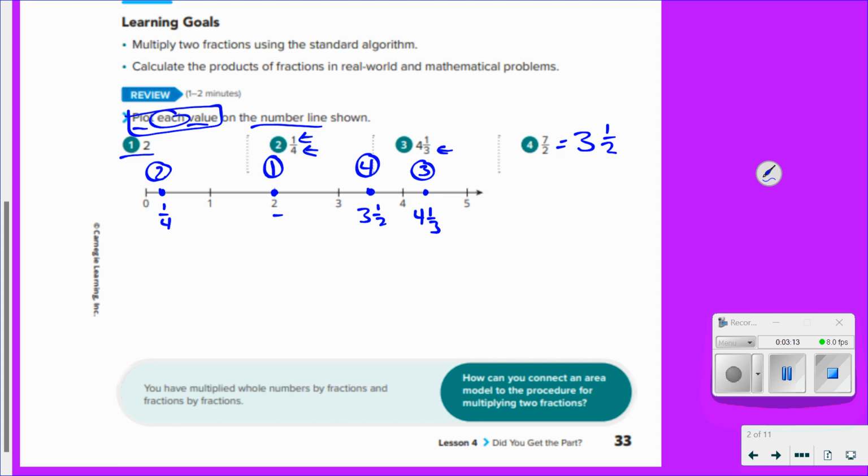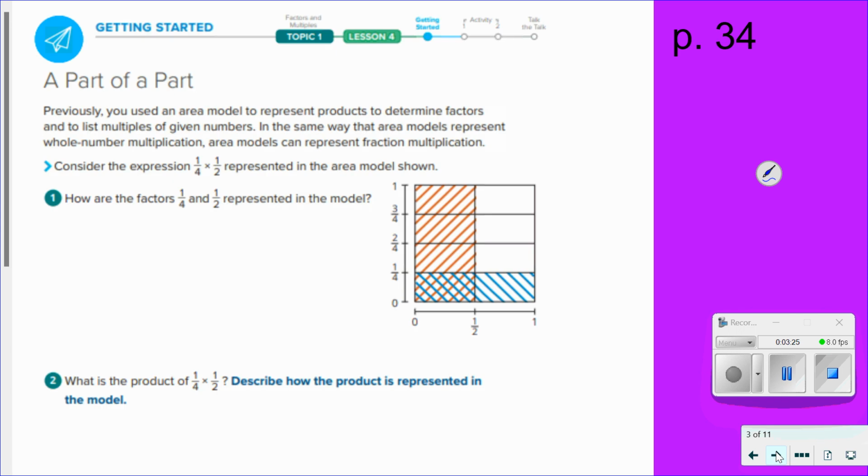Everybody understands what it should look like, right? Okay. Numbers under, labels above. All my dots are directly on the line. Okay? Sweet. Let's go ahead and go to page 34 then.